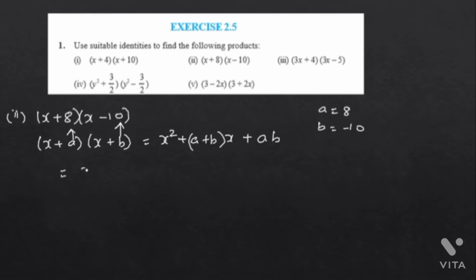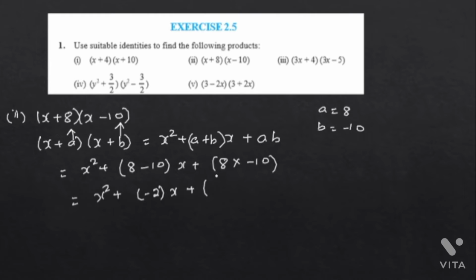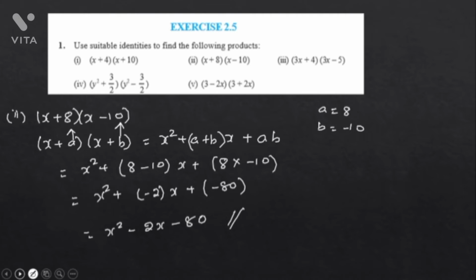So this is equal to x² + (8 − 10)x + ab, 8 into minus 10. So this is equal to x² + (8 − 10), which gives minus 2x, plus 8 into minus 10 gives minus 80. So this is equal to x² − 2x − 80, which is the answer.